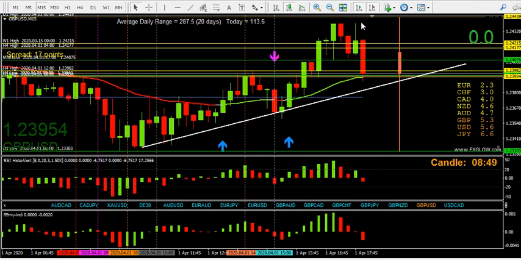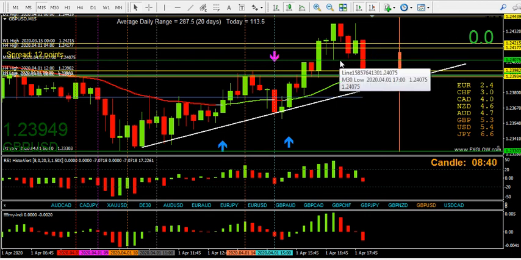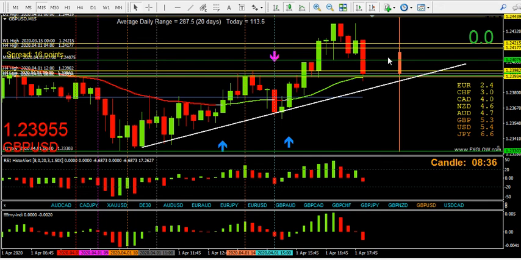We need a close below that, and then wait for the pullback to test this level, and then if we get the same configuration on the next time frame down, the 5-minute, we can trade this short to the H1 or the H4 low below us. So that's the analysis, guys. That's the level I go to.